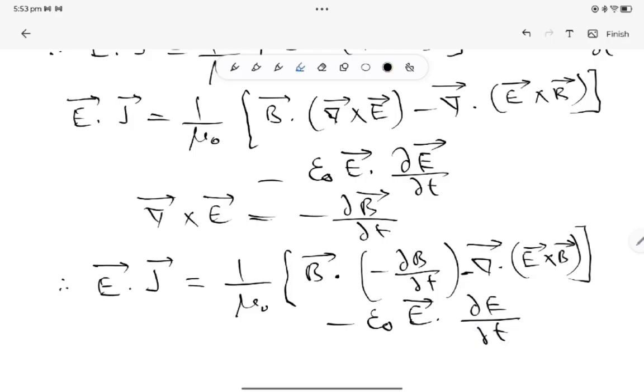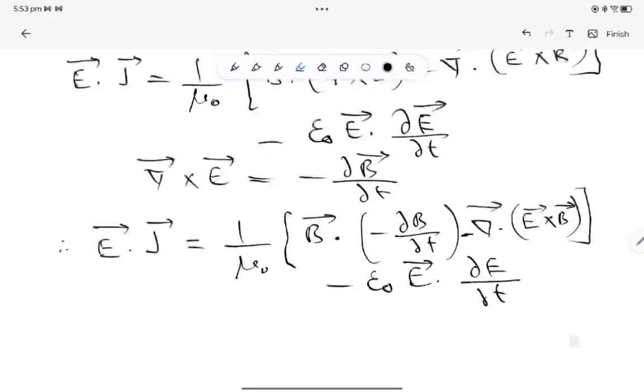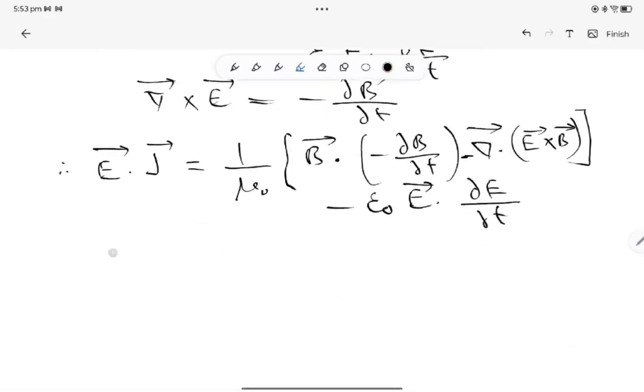Now next we use a simple result from vector calculus. Suppose we have to differentiate del by del t of B square with respect to time. Now we can do it like this. We can write del by del t of B square, in place of B square we can write B dot B, because B dot B is B square.